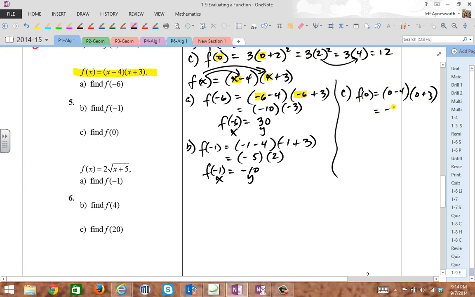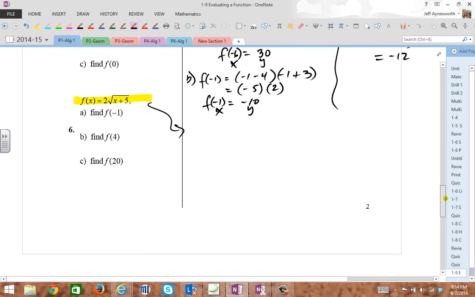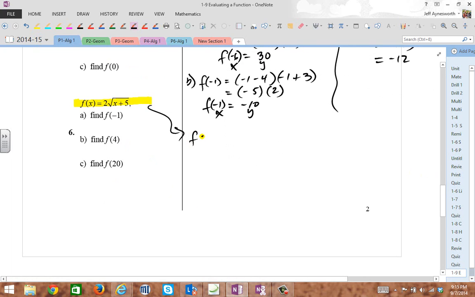All right, you're back now, so let's take -4 times 3. Ooh, you get -12. All right, easy. Now for my last example here, I've got this square root function. Let's bring it down here so we have a little bit more room. f of x is equal to 2 times the square root of x plus 5.